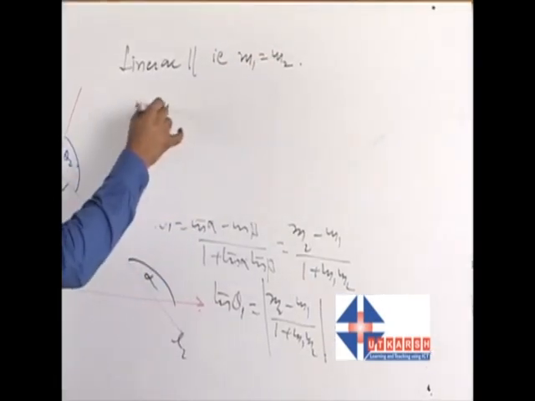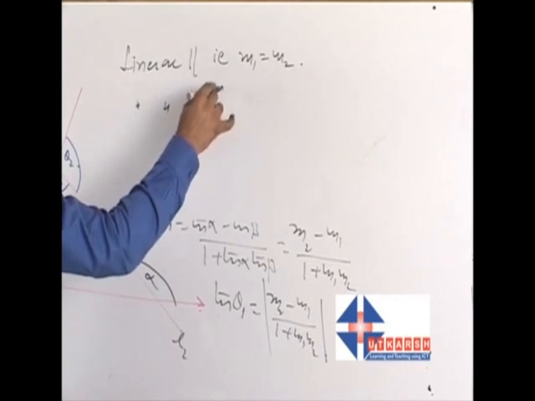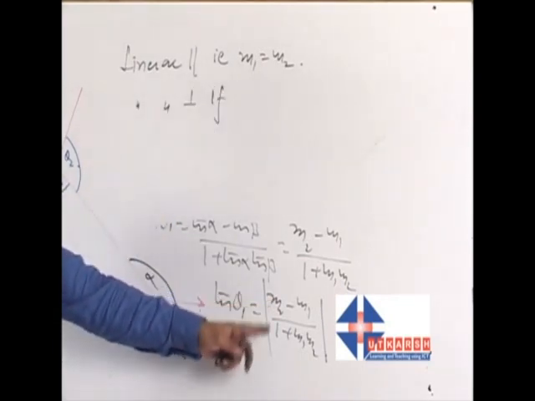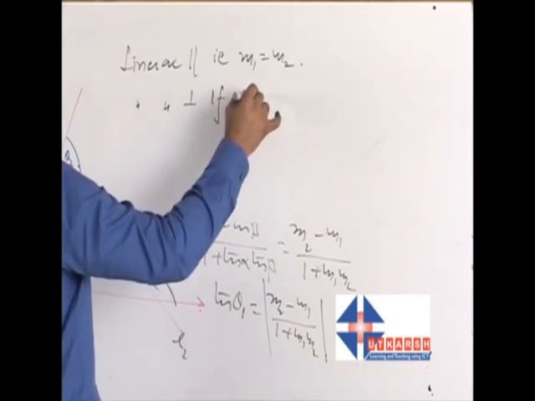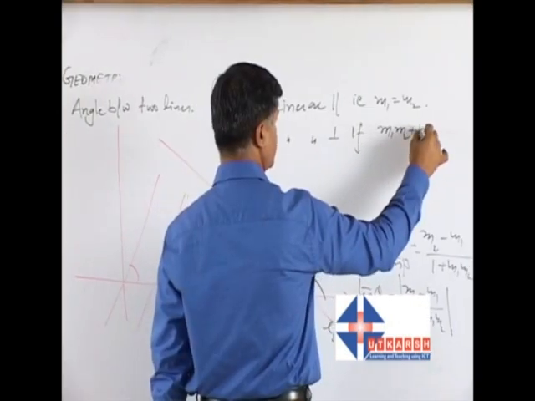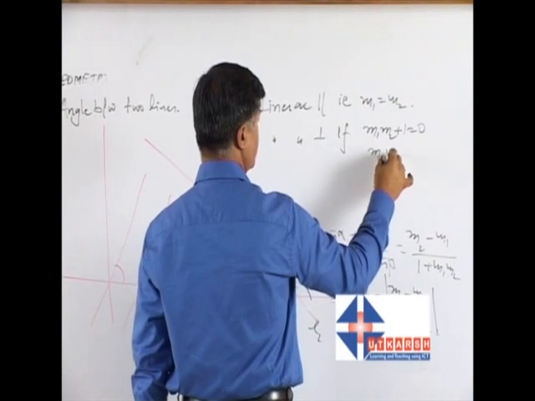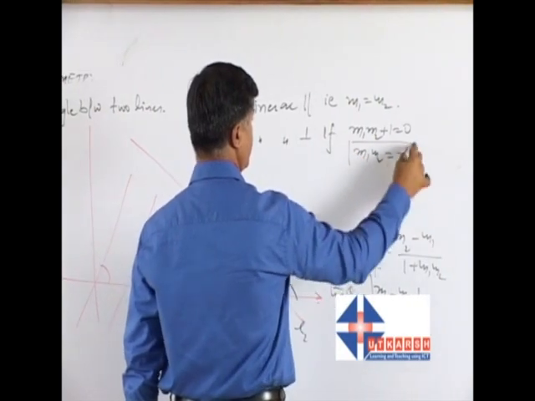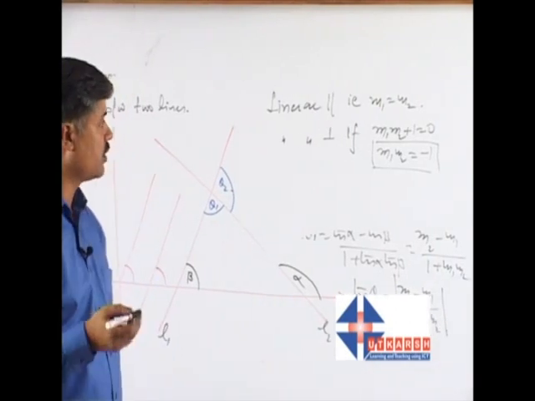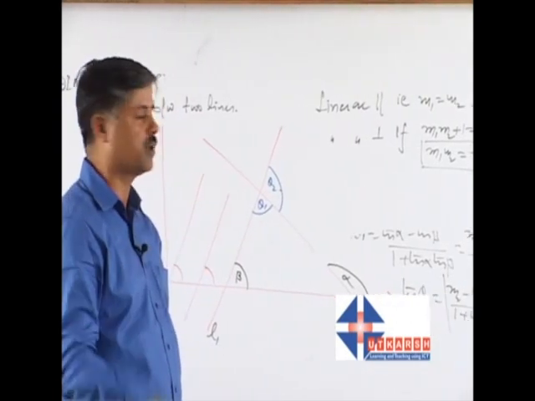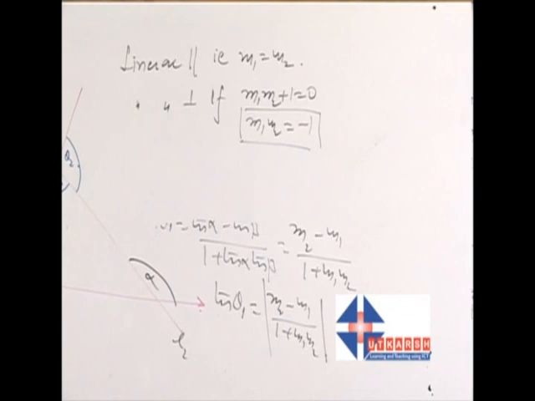Lines are perpendicular if this thing becomes not defined, meaning the denominator is 0, meaning 1 plus M1 into M2 is equal to 0, or you can say M1 M2 is equal to -1. That means when the product of slopes is equal to -1, or one slope is equal to the negative reciprocal of the other, then the lines are perpendicular. And when slopes are equal, that means M1 is equal to M2, lines are parallel. So this is very important.